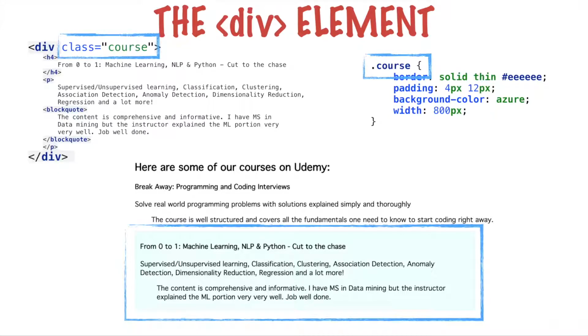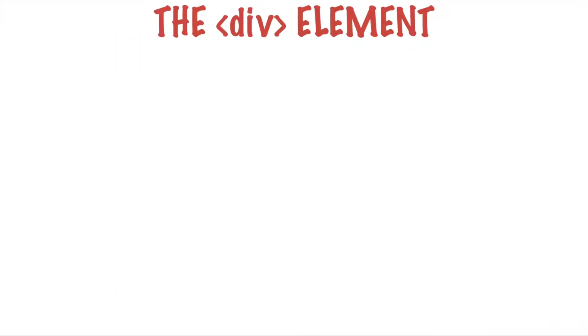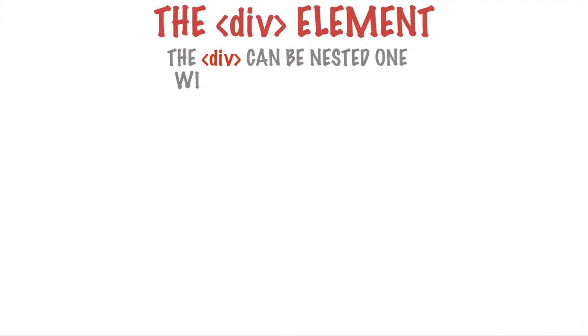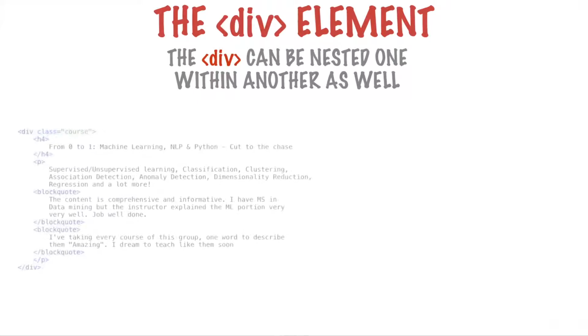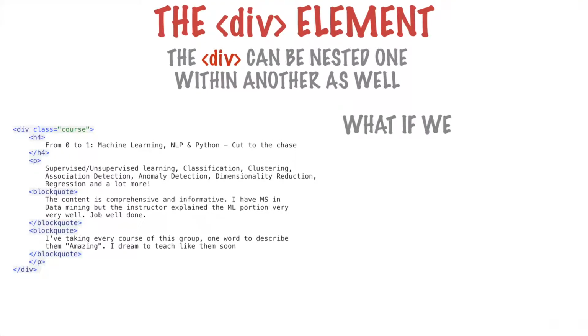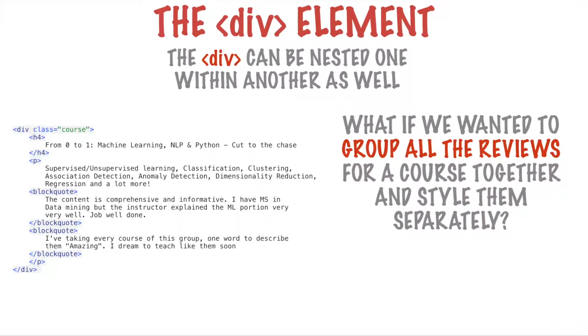And we are just getting started on the full power of the div element. Like any other HTML elements, div elements can be nested one inside the other. That means that we can create logical groupings within other logical groupings. Returning to our example, let's say we wanted to group all of the reviews that a particular course has gotten on Udemy and style only the reviews in a particular way, style the rest of the course in a particular way, and have a default set of formatting for the rest of the page.